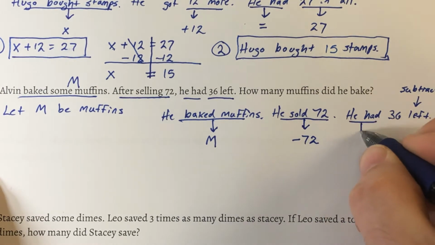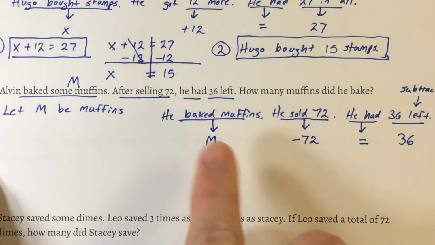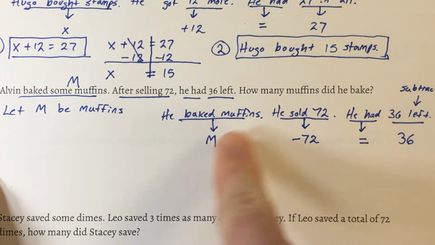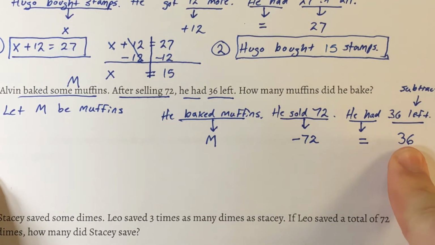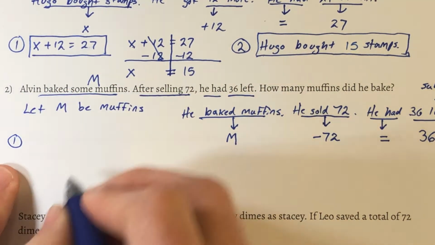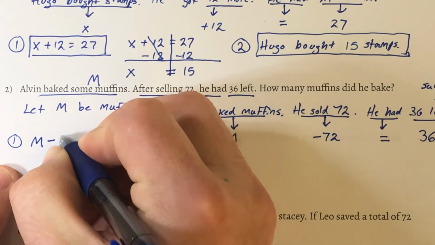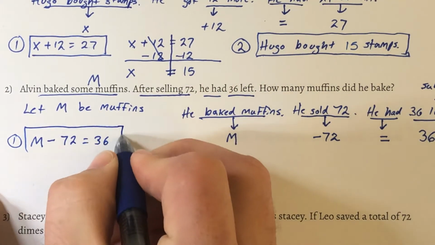He had is representative of our equal sign. And what did he have left? He had 36 left. So he baked some muffins, he sold 72, and had 36 remaining or left. So that's our first answer. Our equation is capital M minus 72 equals 36. Let's box it and leave it alone.